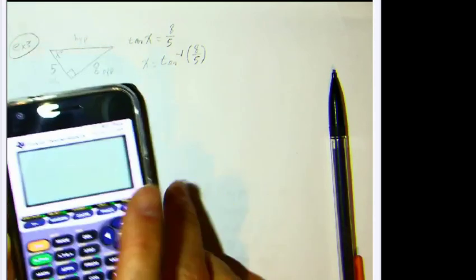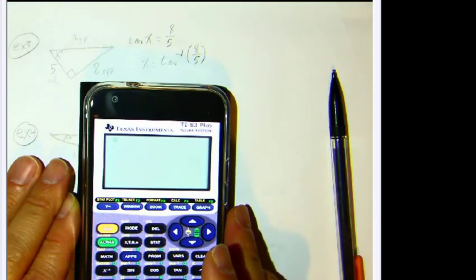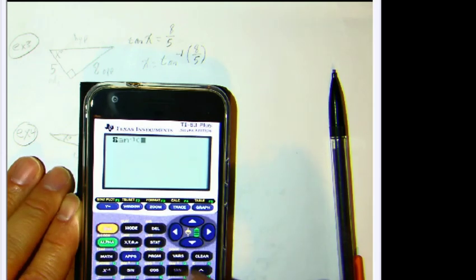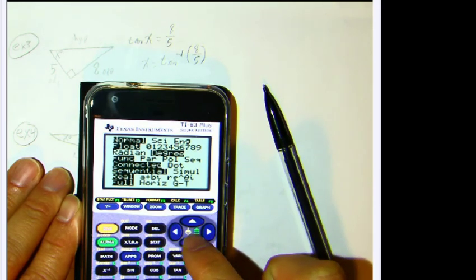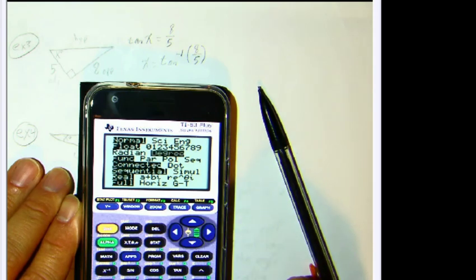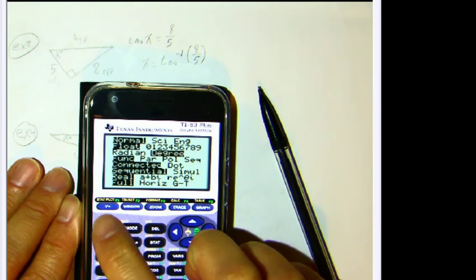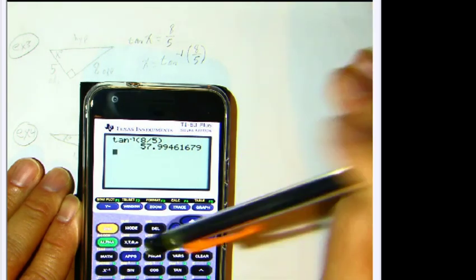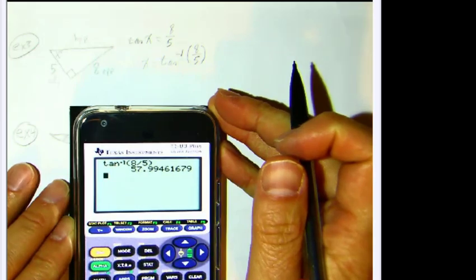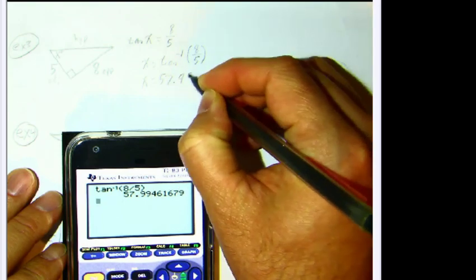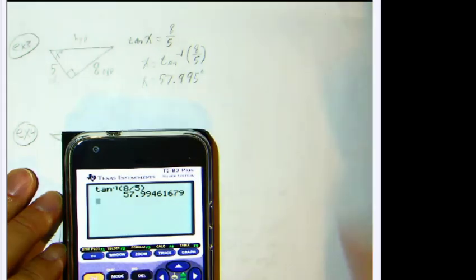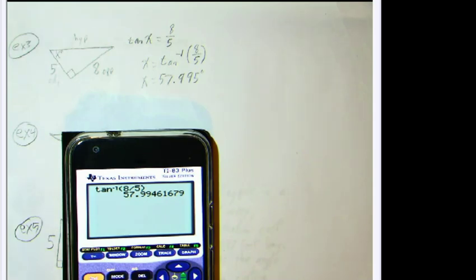And that's a calculator question. So we take our calculator and we do second tan. So it makes this tan -1 thing. Then we put 8 divided by 5 and close the parentheses. Now we do need to make sure that we're in degrees mode, right? So it's in degree mode, not radians. We don't want radians right now. And that's going to give us 57.99 degrees. So x equals 57.99. I'm going to go ahead and put one more. I like 5 spots. So 0.995 degrees.